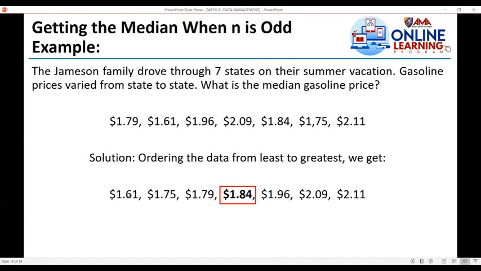And since the number of elements in the given data set is odd, 1, 2, 3, 4, 5, 6, and 7 is an odd number, it means that the middle number is the median of the data set. In this case, the middle number is $1.84. Hence, the median of the data set is $1.84.